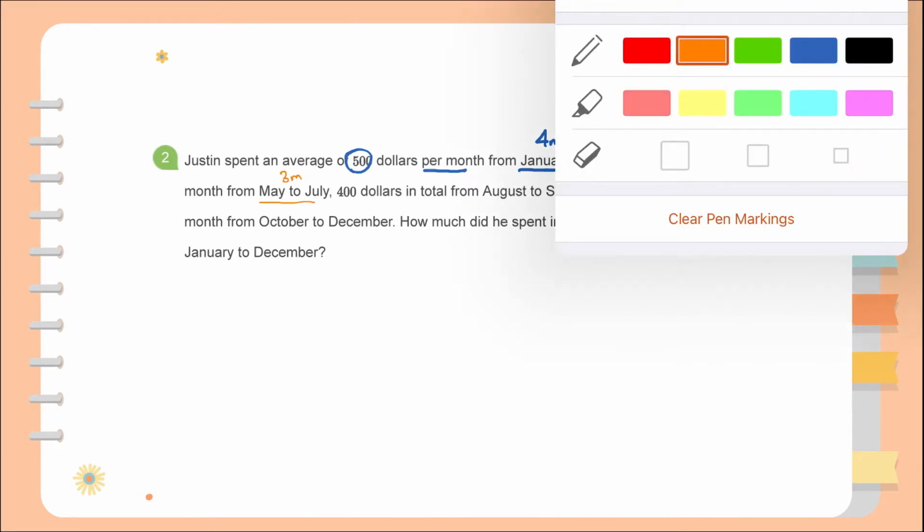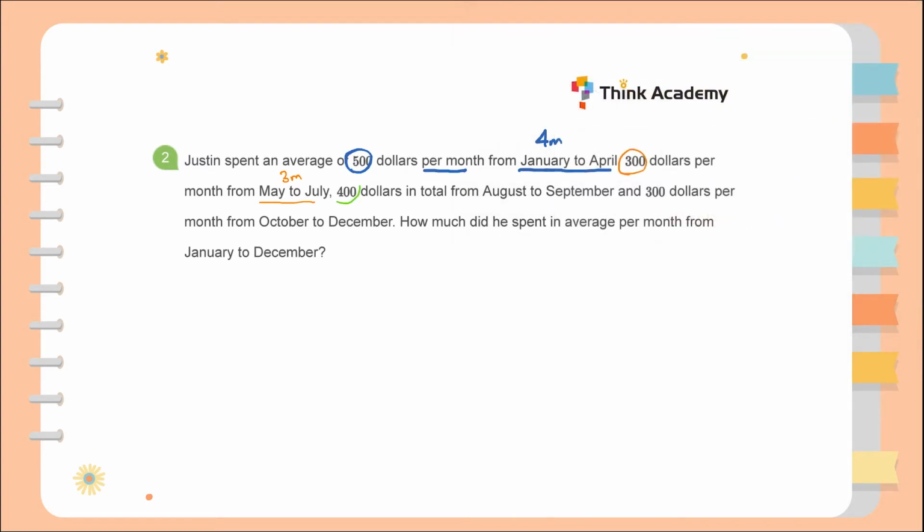$400. Let's mark that with green. In total, from August to September, and $300 per month from October to December. October, November, December. Again, 3 months. How much did he spend on average per month for all those months? So how much was his average spending in all of those months?